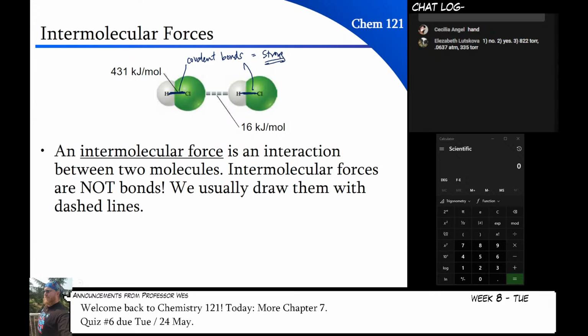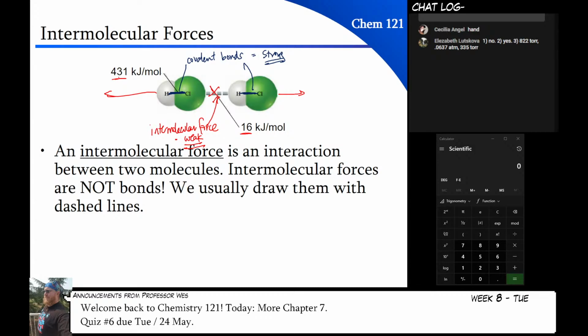by contrast, this right here is an intermolecular force. And intermolecular forces are weak. So if I was going to pull these things apart, like if I pulled in this direction and then this direction, the thing that is the weakest would break first, and that's this. These numbers just indicate how strong they are. So 16 versus 431. 16 is less, so it's going to break first.